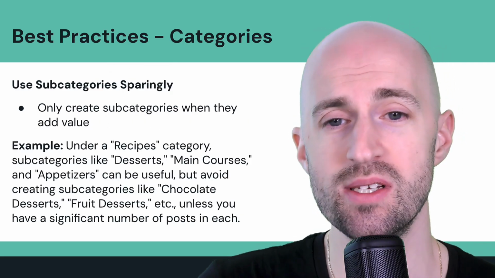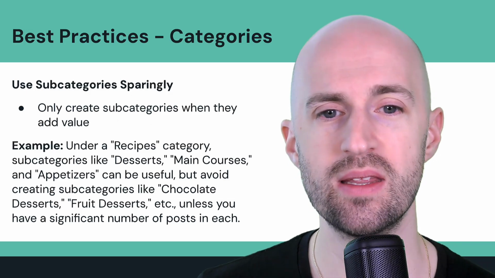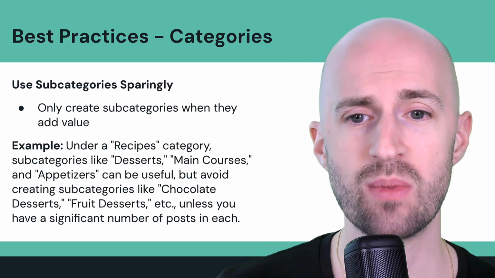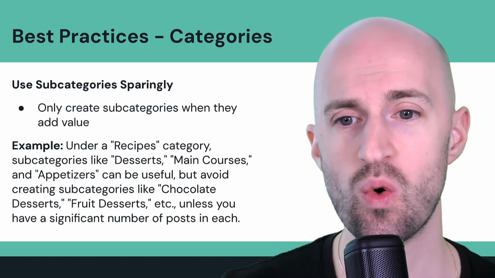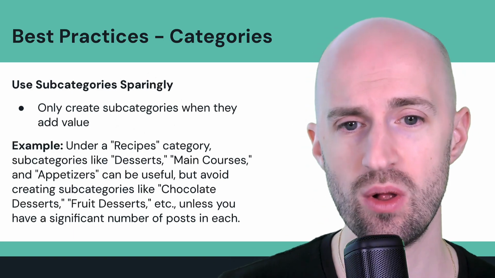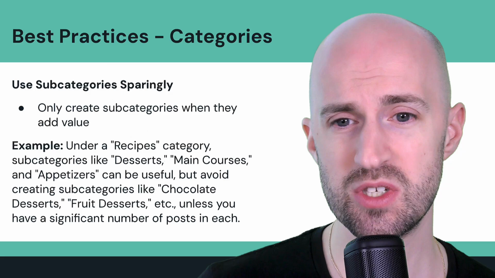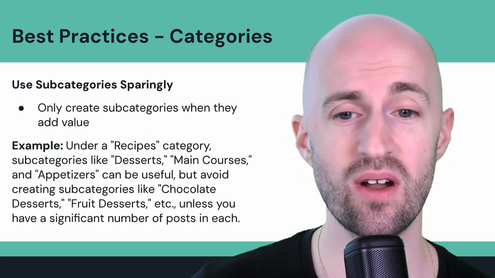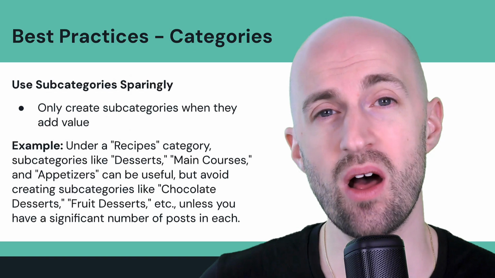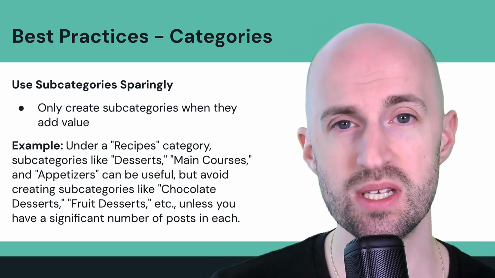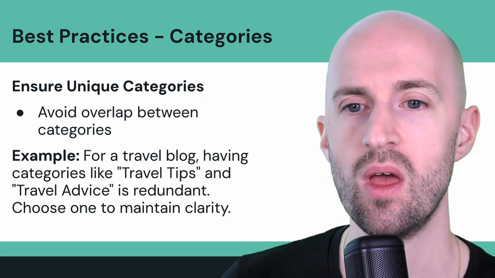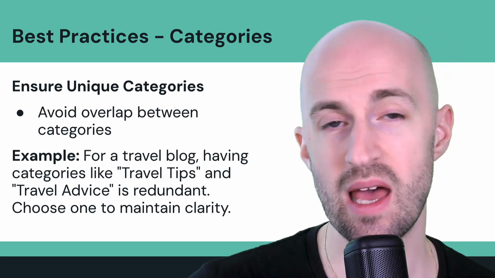Use subcategories sparingly, so only create them when they add value. For example, under recipes categories, subcategories like desserts, main courses, and appetizers can be quite useful, but avoid creating subcategories like chocolate desserts, fruit desserts, etc., unless you actually have quite a few of those posts in each one where it makes it useful.